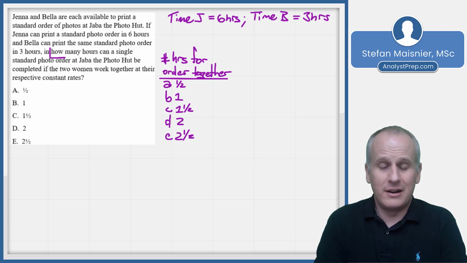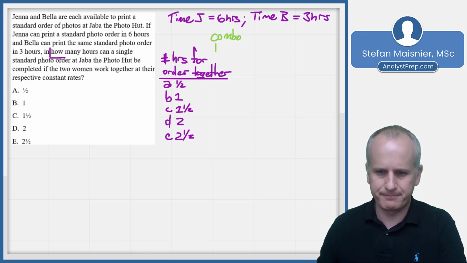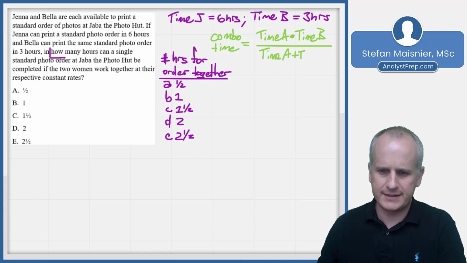So there are 2 distinct ways that we can work through this problem. We're going to do the technical first, but then we'll look at the other. So we remember from moments ago that when we have the combined time, we know that the combo time is equal to the time for A times the time for B all over the time for A plus the time for B. So let's apply this.